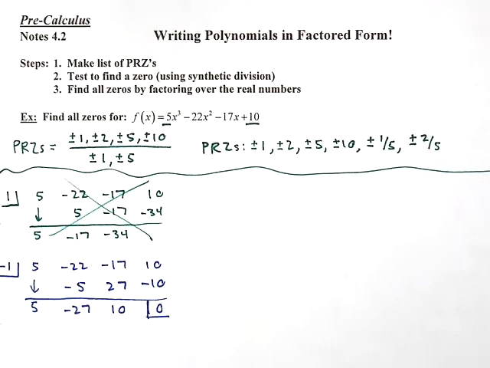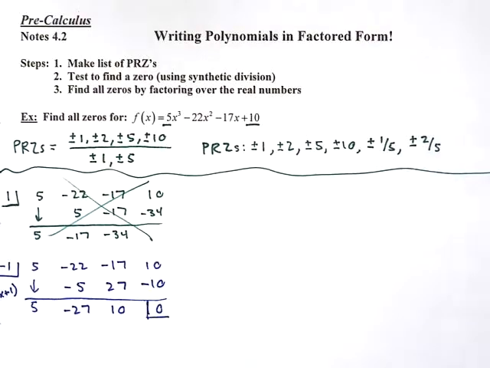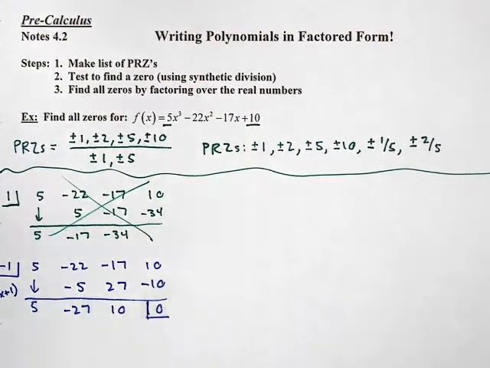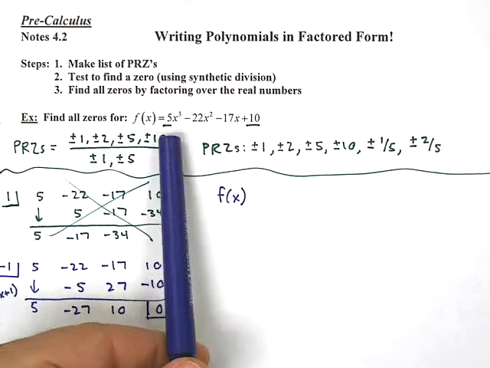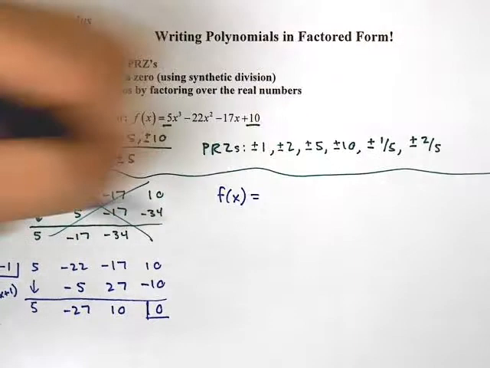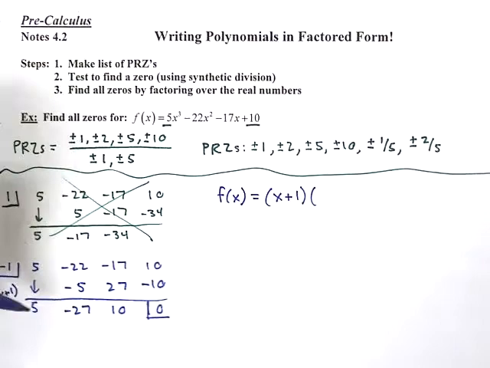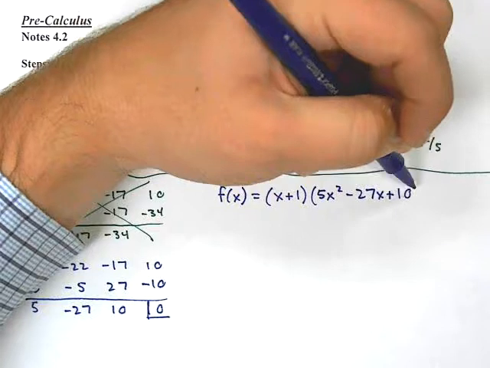Okay, so here is the big takeaway. Now you know, remember that negative 1 is the 0, which means the factor is x plus 1. But anytime you get a remainder of 0, I want you to rewrite your function in factored form. Alright, so f of x, instead of having to write 5x cubed minus 22x squared minus 17x plus 10, we can start to factor this. This, we know, is going to be x plus 1, and then we have, remember this was cubed, so now this is squared. Alright, it always drops a degree. 5x squared minus 27x plus 10.